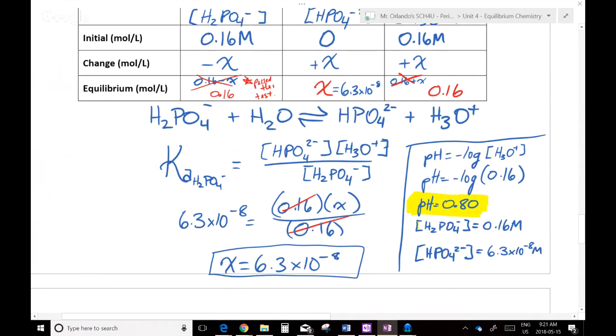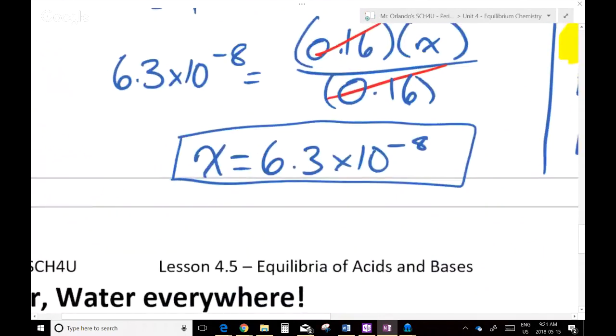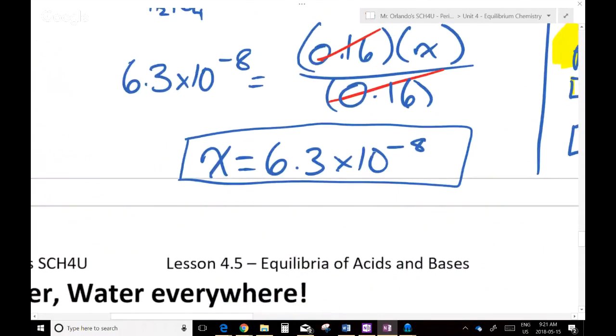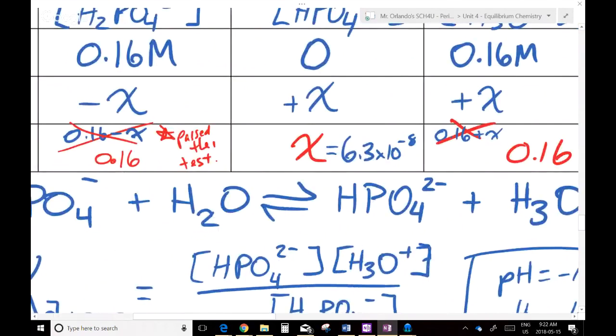Yes, ma'am. Yep, please. This assumption? Okay, here's the deal. Basically what we're saying is, see how small x ends up being? It ends up being this tiny number. And so when I go to subtract 0.16 minus x, it ends up just being 0.16. Now, if I'd known that in advance, I could have just said, oh, shoot, I don't have to have x's here because it just is going to end up not changing.